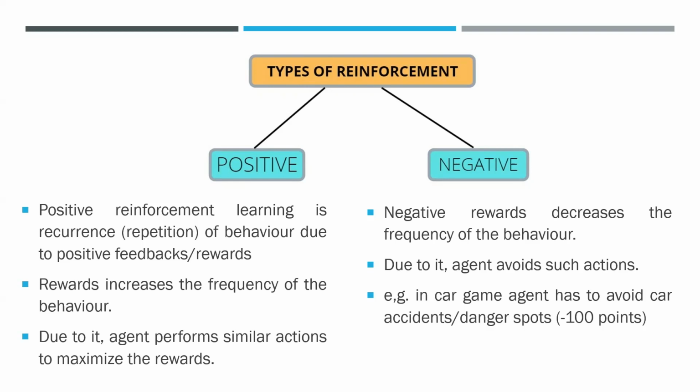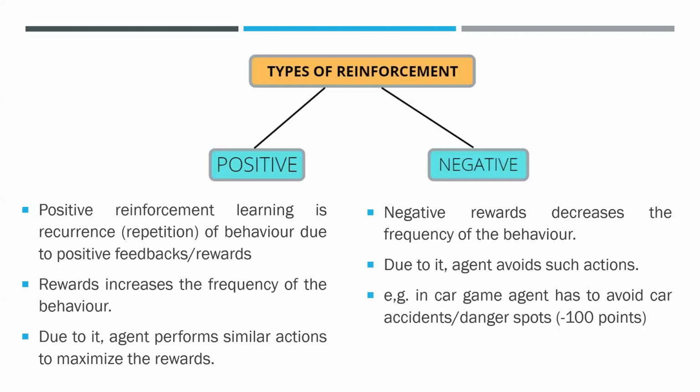Rewards increase the frequency of behavior. When we give multiple rewards for that particular action, these rewards increase the frequency of the behavior. Due to it, the agent performs similar actions to maximize the rewards. Now in the case of negative reinforcement learning, the frequency of the behavior decreases because these are penalties. So these are actions the agent tries to avoid.